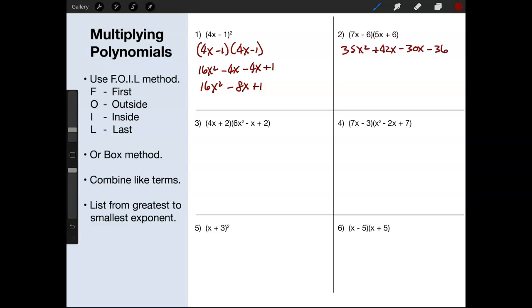We combine like terms. We have 35x squared, 42x minus 30x is 12x, minus 36.